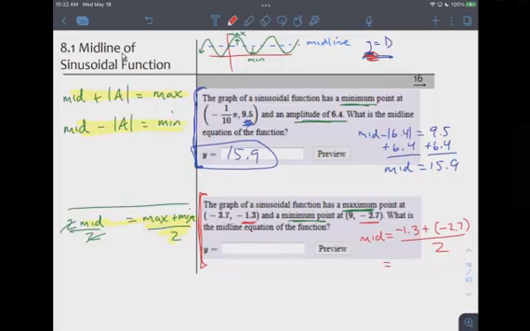So when you combine those, you get negative 4/2, and that reduces to negative 2. So y equals negative 2. That's going to be the equation that represents your midline. Okay.